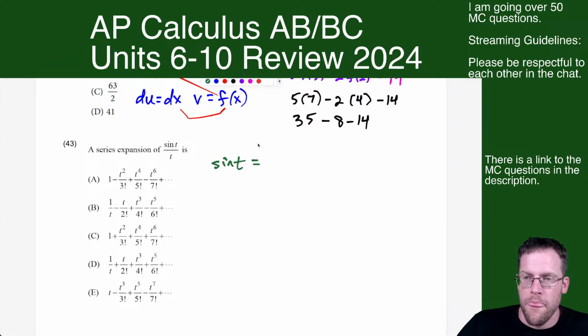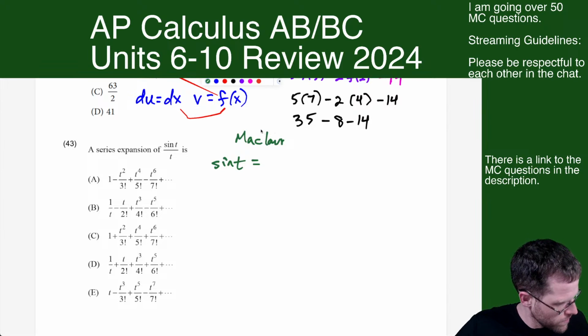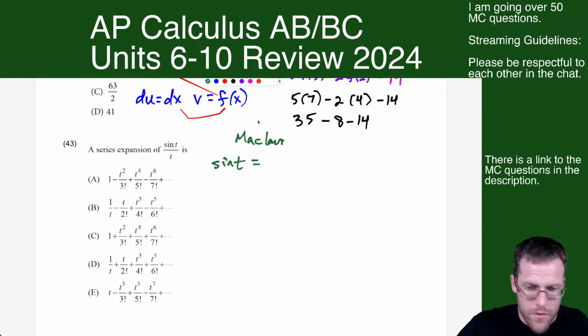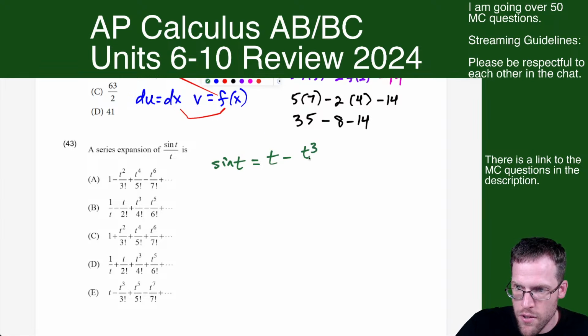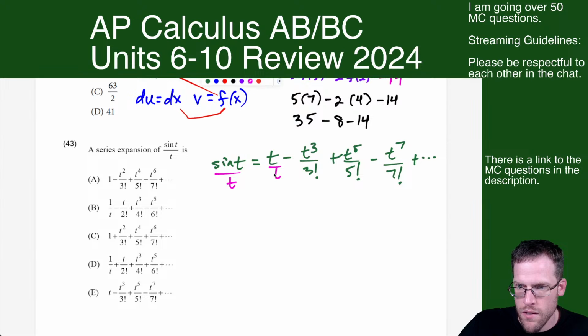So sine t over t, memorize the Maclaurin series. The Maclaurin series for sine t is t minus t to the third over 3 factorial plus t to the fifth over 5 factorial, minus t to the 7 over 7 factorial plus dot dot dot. If I want to make this over t, then I just divide everything by t.